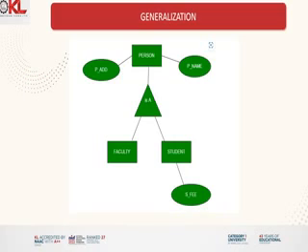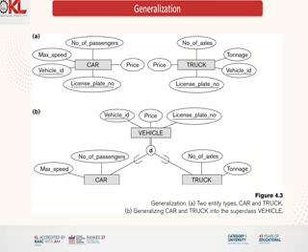A person is a faculty, a person is a student. Everyone comes under the person category. But if a student is going to pay the fees, that is an extra attribute for the student entity. So this is one example.